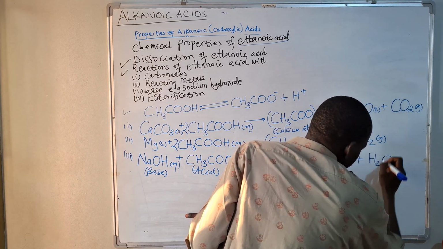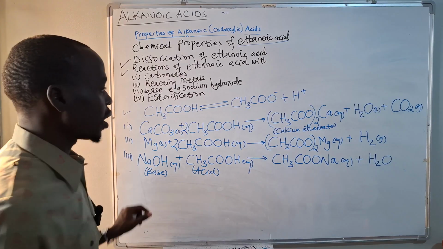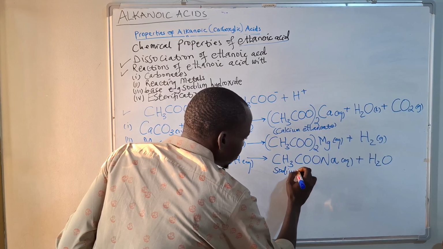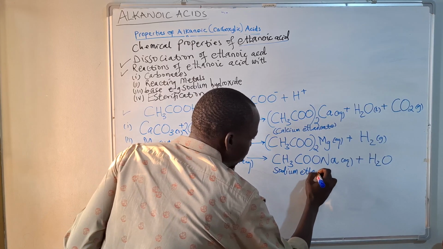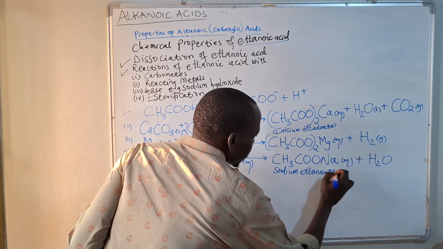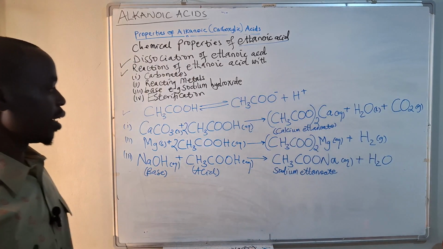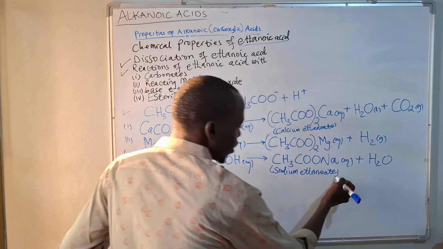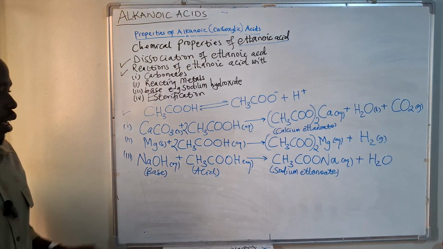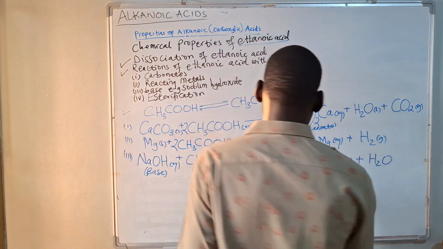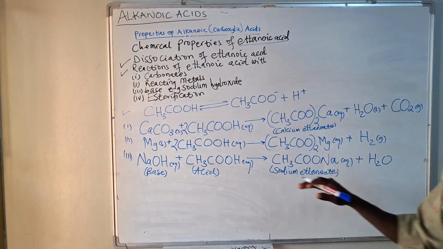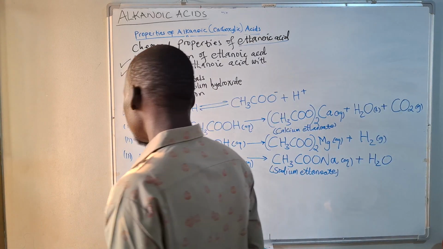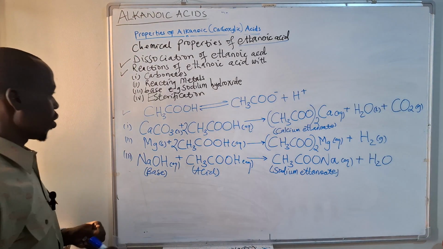Plus water being formed. So what do we call this one? It is called sodium ethanoate. The other one is called magnesium ethanoate. So after forming that, the whole of this reaction is what we call a neutralization reaction: a reaction between an acid and a base to form a salt.